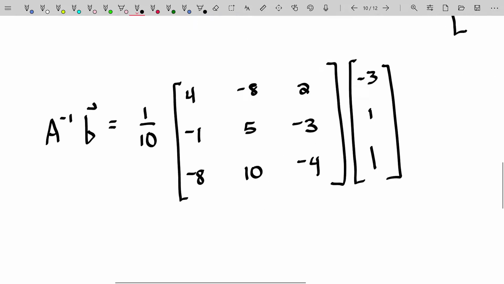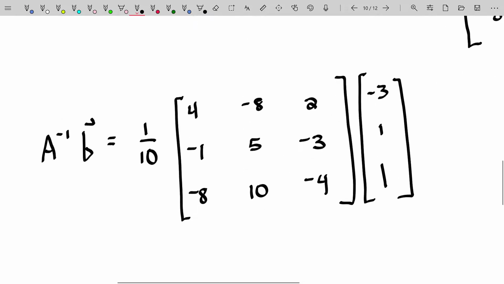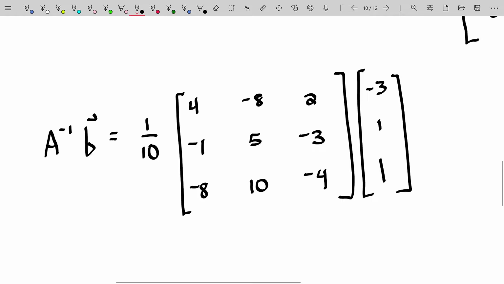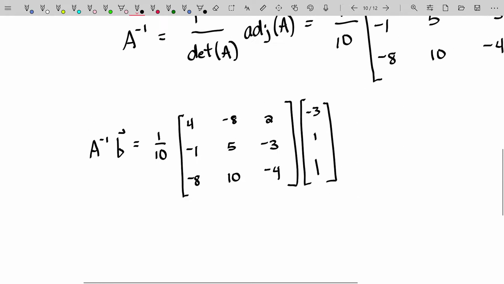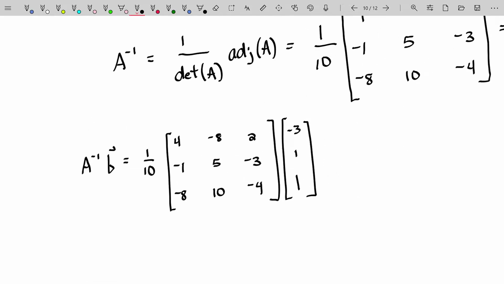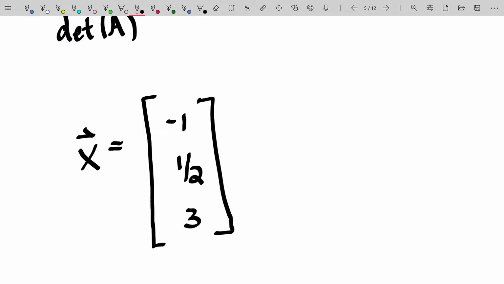Notice when I wrote this out, I did not use the version of our inverse with the 1/10 distributed through because I just didn't want to. I think that the math is much easier without that. So I'll leave the 1/10 on the outside for right now. Now I'm a little bit concerned about that -18. Let me just double check. Yeah, you can see that -18 is incorrect. So we made a mistake somewhere.